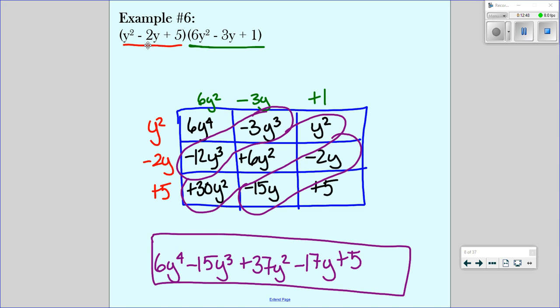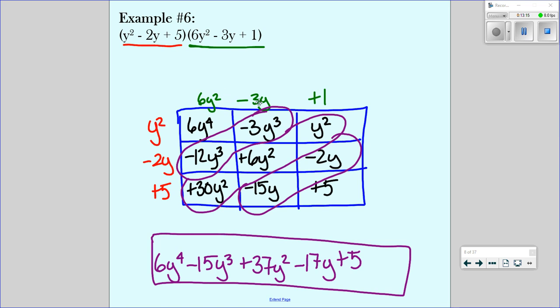So again, I put my green expression on the top, make sure that each term has its own column, and then the red one has its own row. Each term has its own row, making sure that whatever sign is in front of the term is attached to it. Once I have everything in its place, then I start multiplying each term, depending on where they're located, column and row. So column, row, multiply, column, row, multiply.